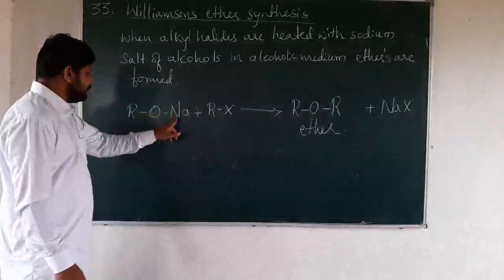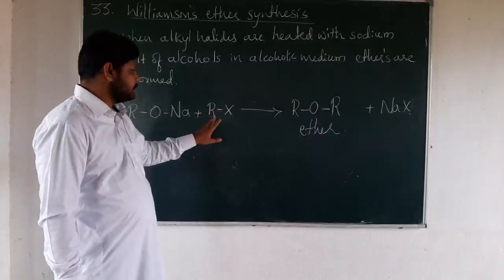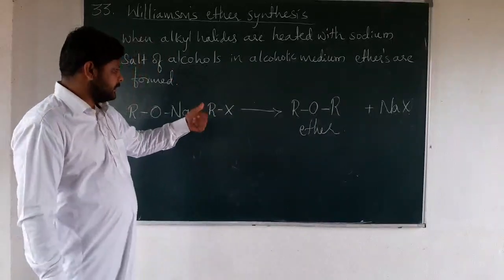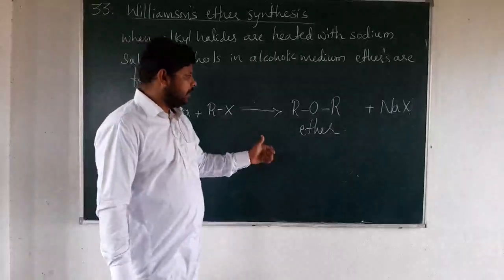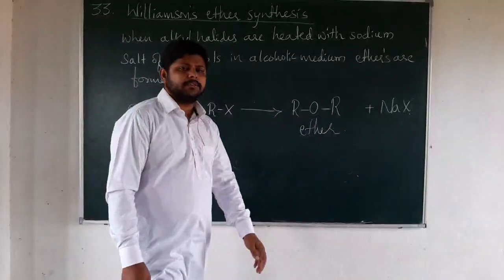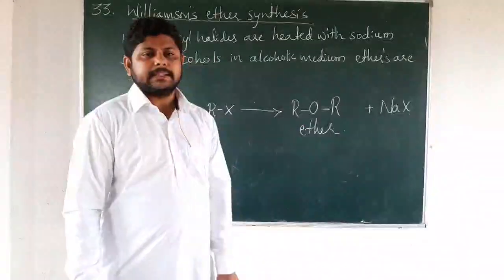So from the sodium salt of alkoxide, this can also be called the sodium salt of alkoxide, when it is treated with alkyl halide in the presence of alcoholic medium, then ether will be formed. So this reaction is called Williamson's ether synthesis.